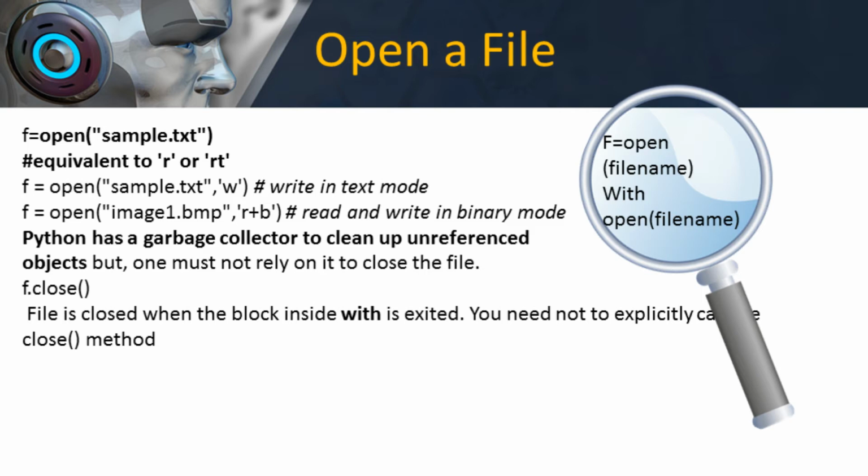The next one is f = open('image1.bmp', 'r+b'). Here BMP represents the binary mode. This file we are going to read and write in binary mode. So using f = open('image1.bmp', 'r+b') and f = open('sample.txt', 'w').